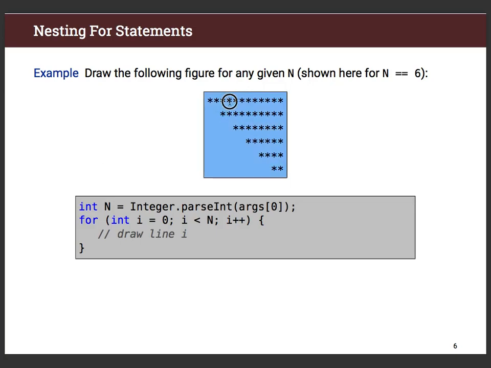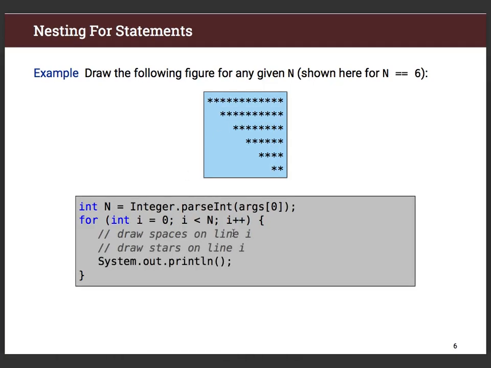So I know that if I print in this line 2i spaces, I still need to print 12 minus 2i stars. I don't need to find a formula for the stars. I know there needs to be 12 characters, 2i are spaces, and 12 minus 2i are the stars. So that's my little formula for the number of stars. Okay. So let's see. Draw spaces on line i, draw the stars on line i, then print line.